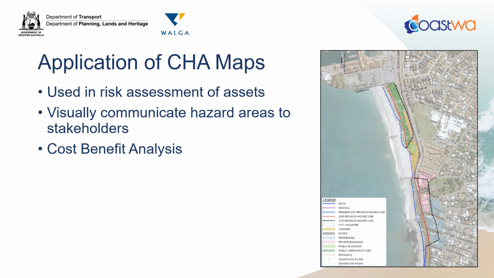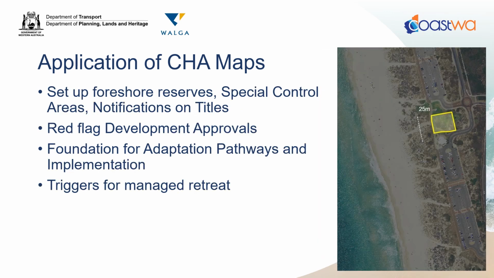The example here shows a hazard map for a section of Sorrento Beach, where we've got each of our coastal erosion hazard lines shown, and we've got some key assets identified in various colours of shading there. The coastal hazard maps can be used to set up foreshore reserves, special control areas, to place notifications on titles for those properties which may be shown to be within coastal hazard areas, to red flag development approvals for those areas within hazard zones, as a foundation for adaptation pathways and implementation, and also for triggers for managed retreat.